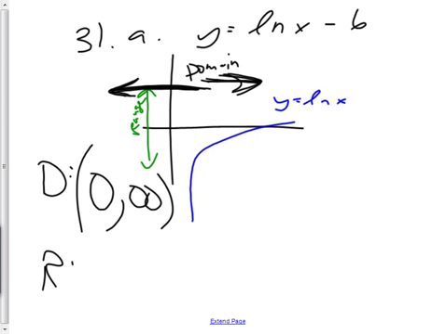The range on this thing, what's the lowest it'll ever go? Look at it, it's going down forever. Negative infinity. Never actually get there though, so I put a parenthesis. Comma, what's the highest it'll ever go? Infinity. So you need to know those for your test. You need to know domain and range, that concept. Domain is left, right. Range is up, down. Okay? So once you've got a little picture of these things, it'll be a lot easier for you to know where the domain and range go.